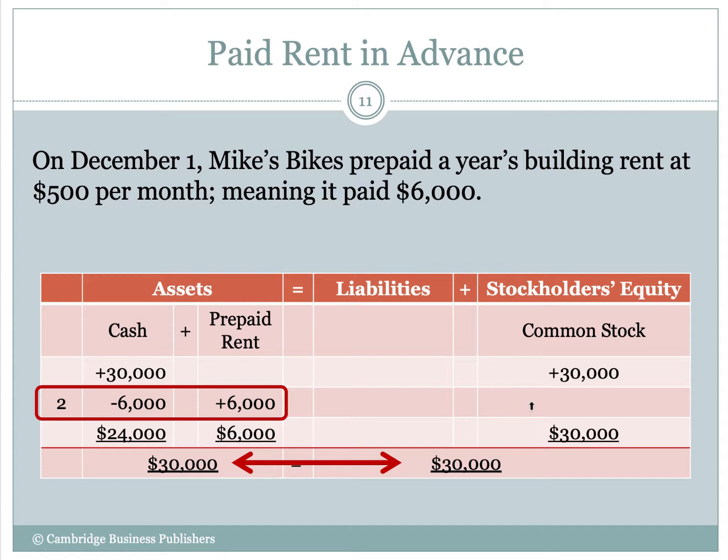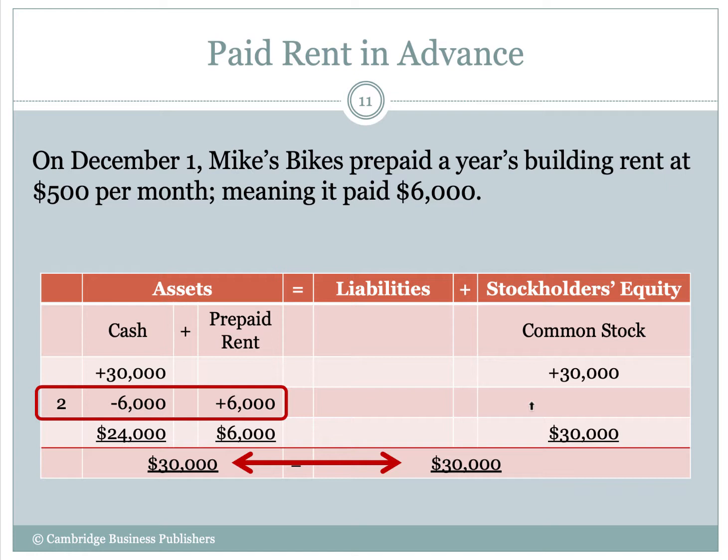December 1st, Mike's Bikes prepaid a year's building rent at $500 per month, meaning it paid $6,000. So what happened was Mike took cash, gave it to the landlord, and said, "Hey, here's $6,000. This is the rent for the upcoming year." Okay. What do we have to do? Well, let's think about this. He has a prepaid rent and he has cash. So those are the two accounts that are hit.